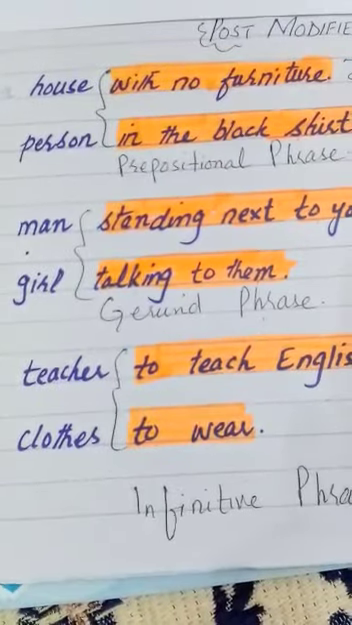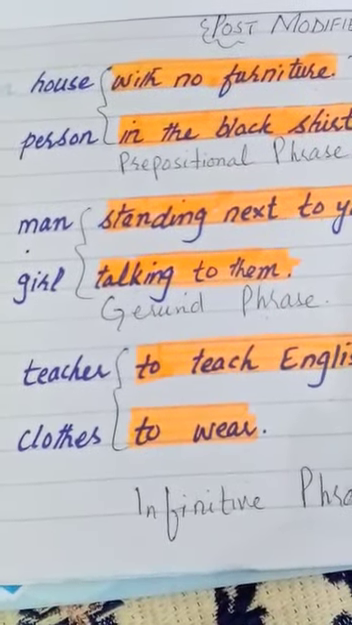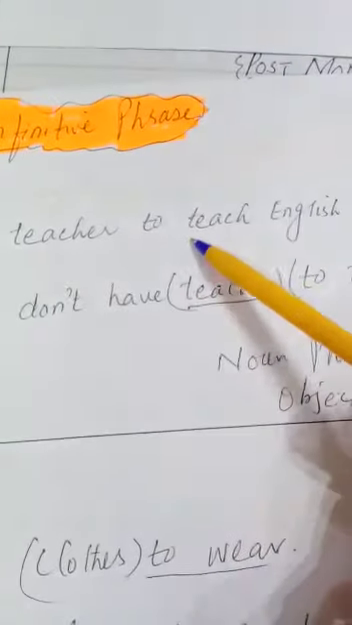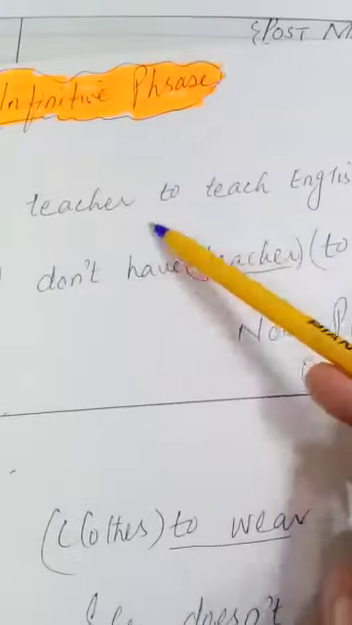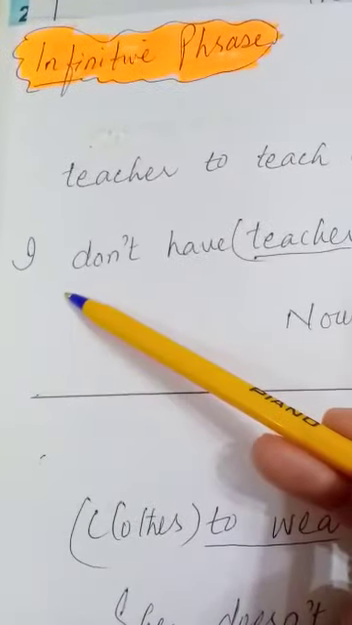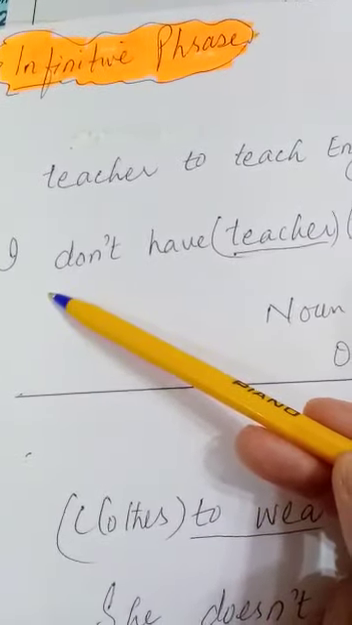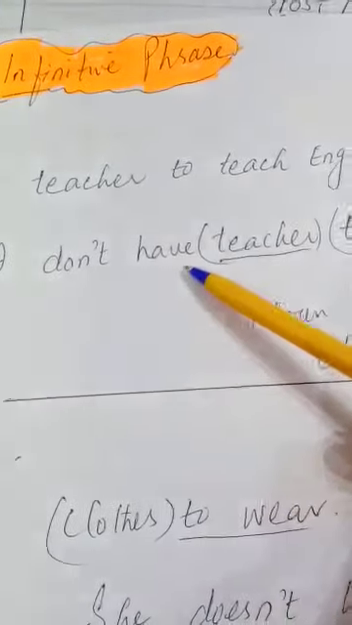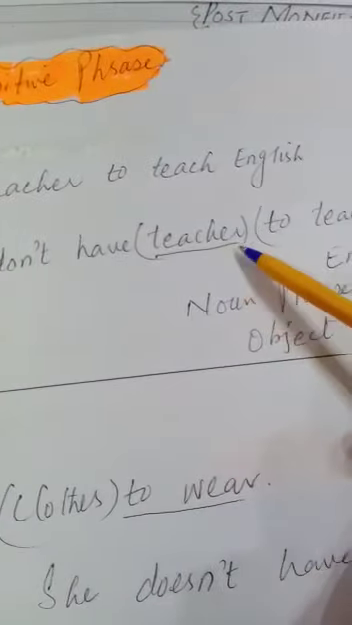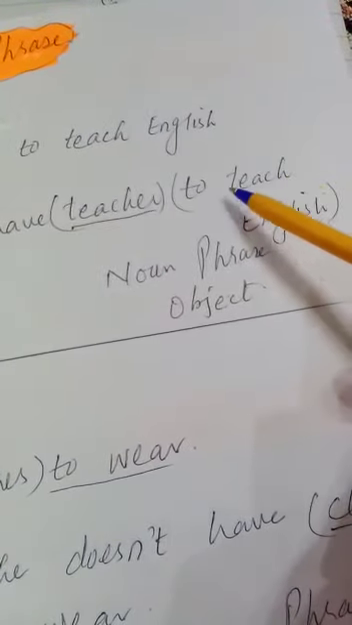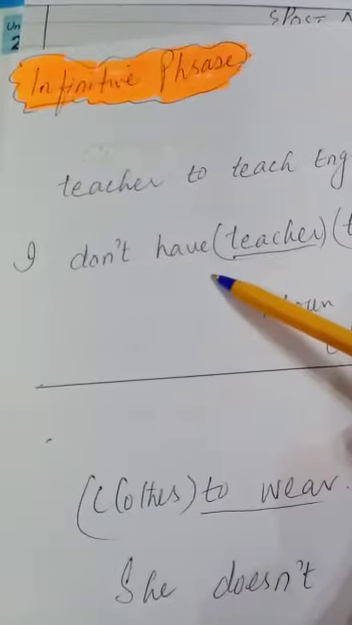And if I make a complete sentence of these, for example, teacher to teach English, I keep the infinitive phrase there and make a sentence using that noun phrase: I don't have teacher to teach English. Here teacher is the noun, the post-modifier infinitive phrase is to teach English, and the rest of the sentence is I don't have.